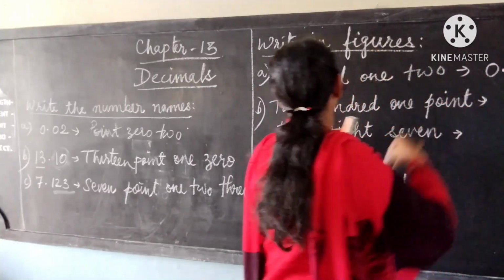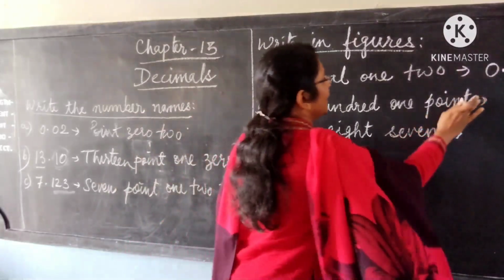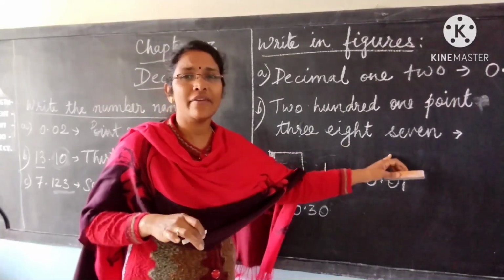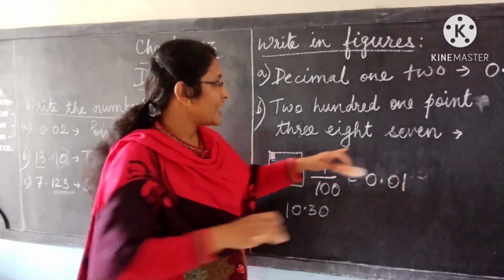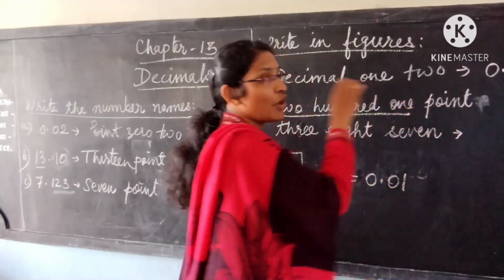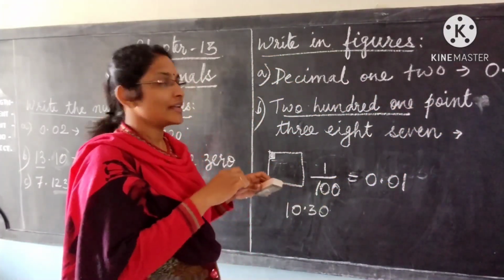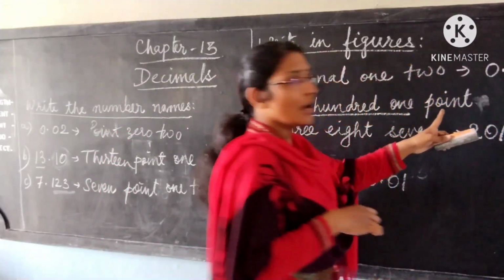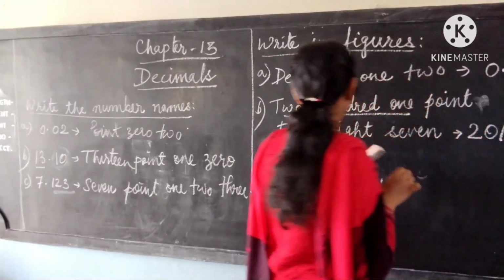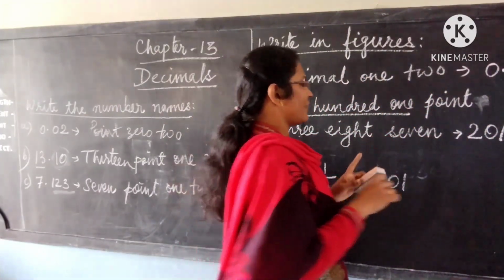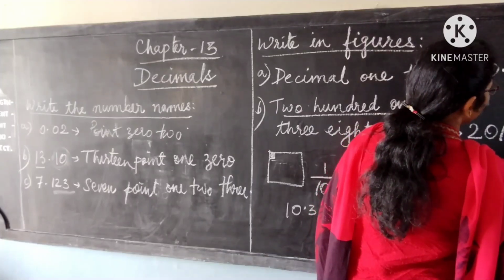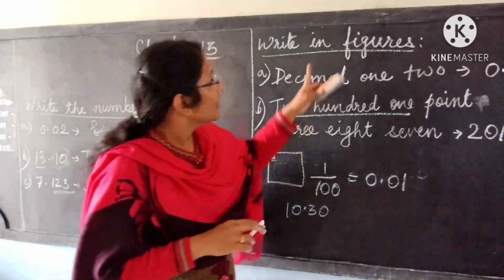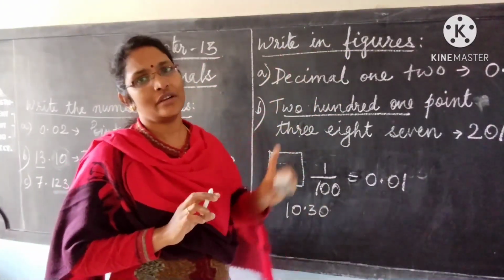Very simple it is. Next you can see 201 point 387. Is there any whole number here? Yes, 201. Before the point, that is the whole number. 201. Yes, we already have the whole number. Point. We will put the point. 387. This is the way we have to write the number in decimals in figures.